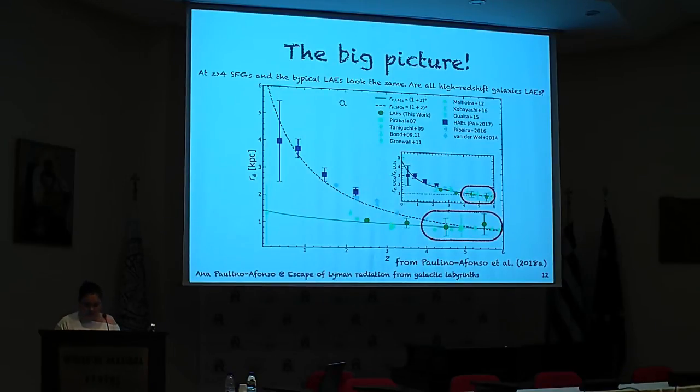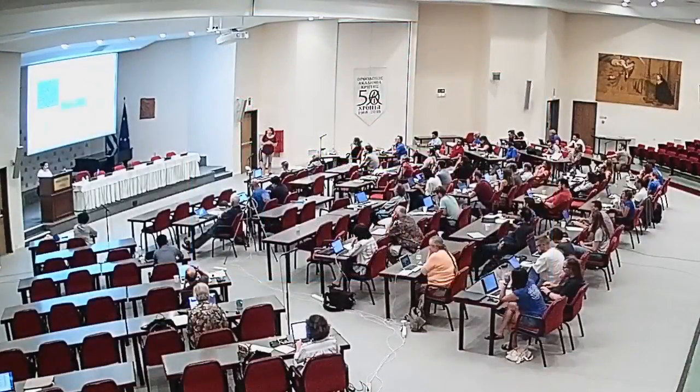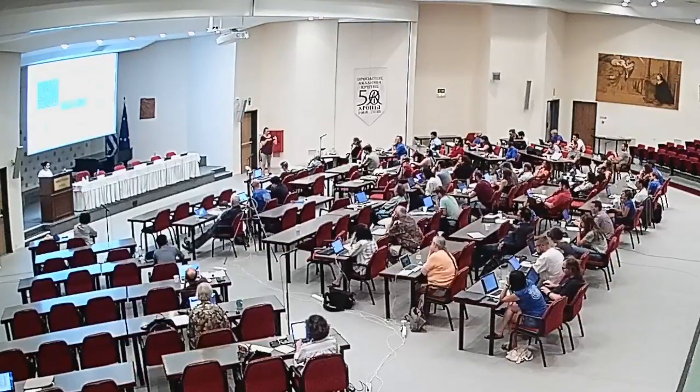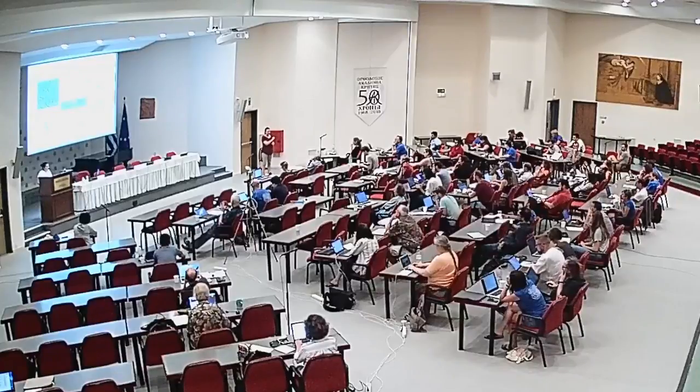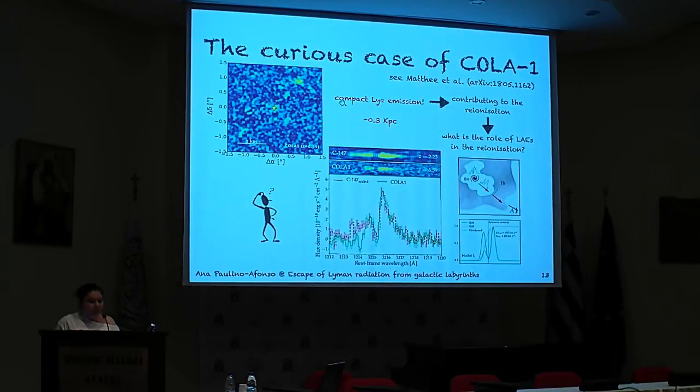Joanna yesterday tried to answer this part, and we do a lot of things, but we can't really answer this question. But we can start peering into the epoch of reionization, and here is one of the cases that we would like to bring to your attention, the color one. It's a galaxy at redshift 6.6, more or less. And here we are showing the Lyman alpha image of this galaxy. We don't have the UV counterpart to compare with the typical size in UV. But in Lyman alpha, we see that it's a very compact Lyman alpha emitter, with emission around 0.3 kiloparsecs. So you are witnessing a source contributing to the reionization.